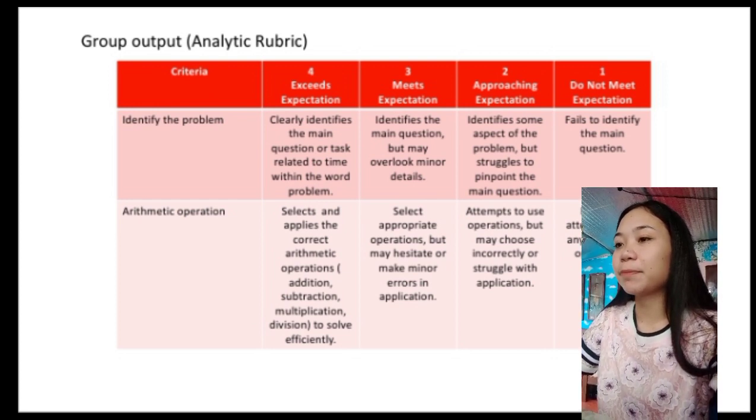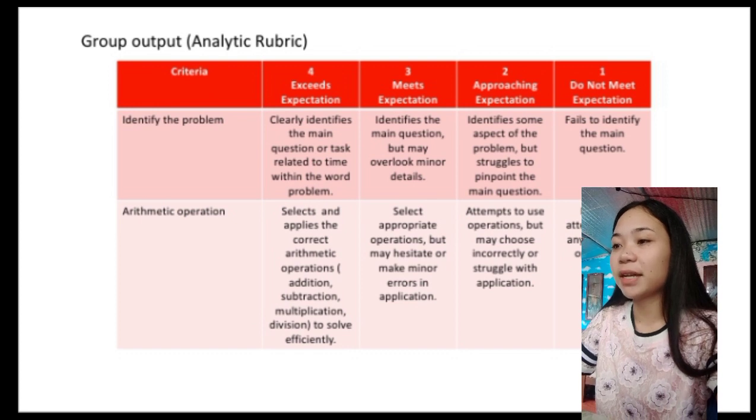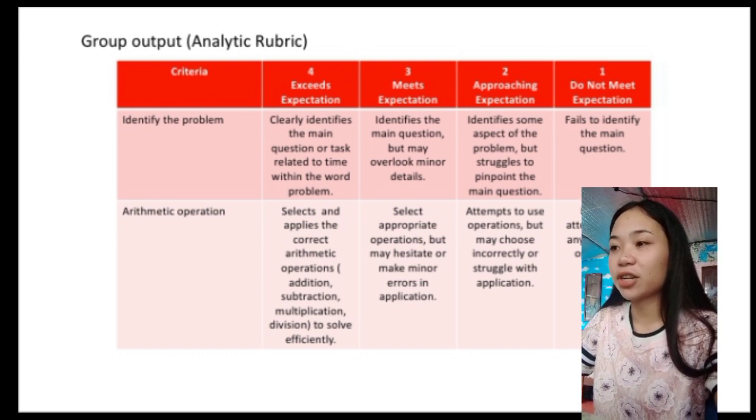For identify the problem, 4 is clearly identifies the main question or task related to the item within the word problem. 3 is identifies the main question but may overlook minor details. 2 is identifies some aspect of the problem but struggles to pinpoint the main question. And 1 is fails to identify the main question. So that is for identifying the problem.